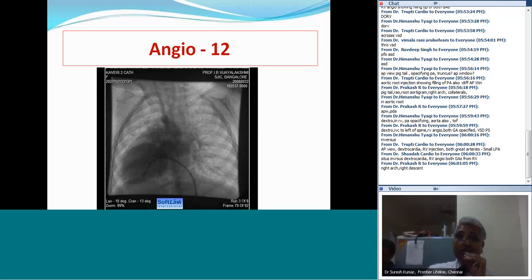Yes, Vimlarani. It's a post-op LPA stenosis. We are likely to stent this if it is severe. So it's an LPA injection, LA view. It shows LPA origin stenosis. Shall we conclude on that note?